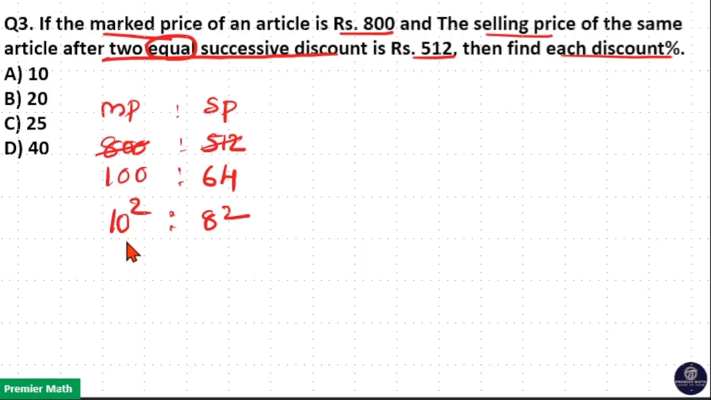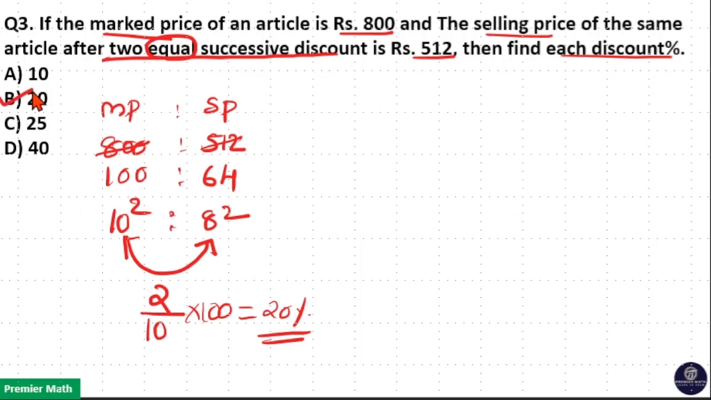Now here, 10 is the marked price and 8 is the selling price. Then 10 minus 8 is 2. So the difference is 2. This 2 is the discount out of this 10 marked price. So 2 out of 10 into 100 is 20%. So the successive discounts are 20 and 20. So option B is your answer.